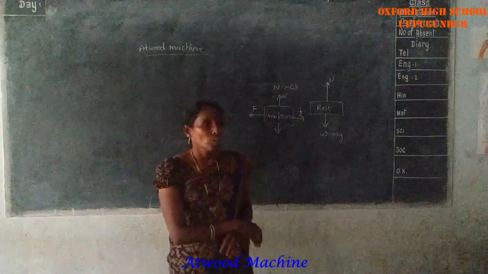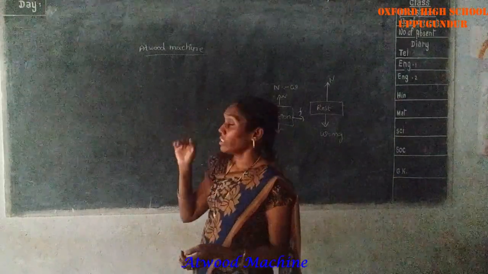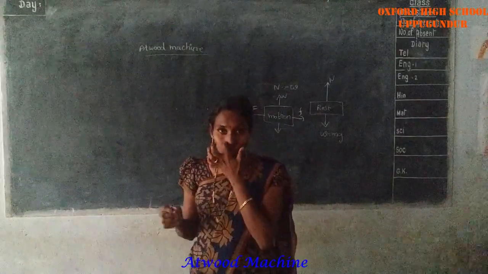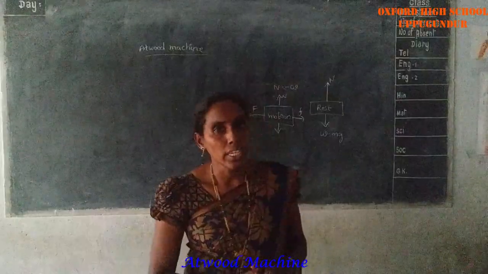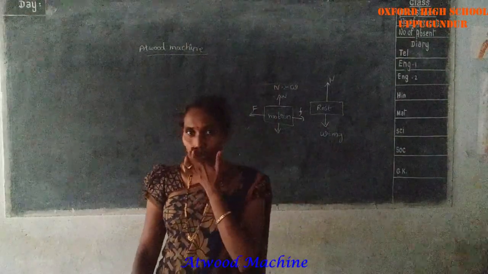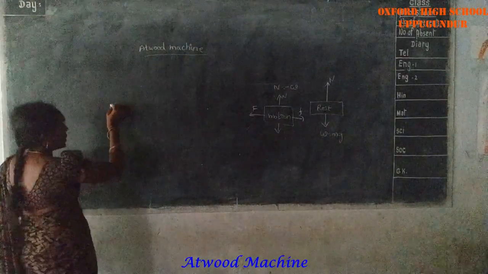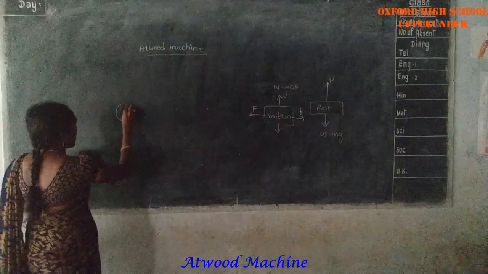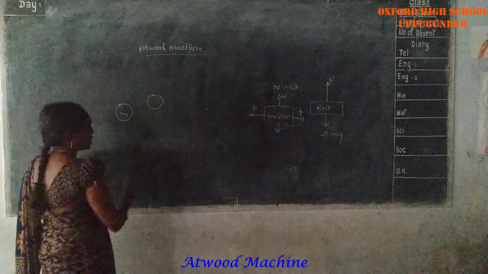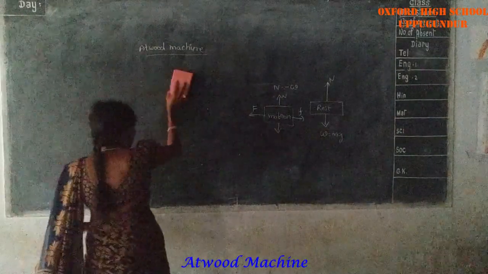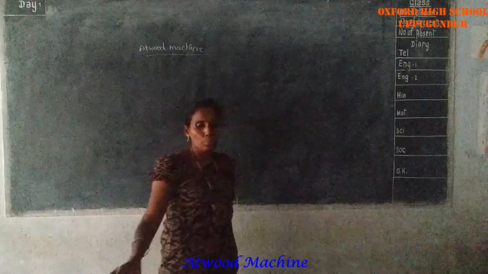Now, using this, we have to solve the Atwood machine derivation. By using the Atwood machine, we can derive the tension and the acceleration due to gravity. The Atwood machine consists of two loads of masses m1 and m2. Now listen carefully. The Atwood machine works on the principle of Newton's laws of motion.